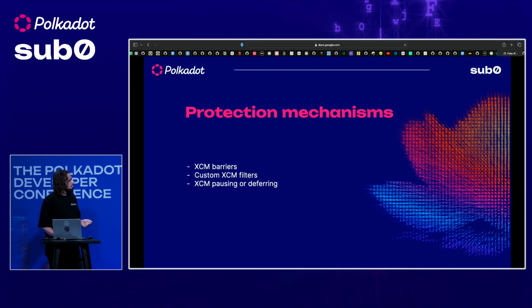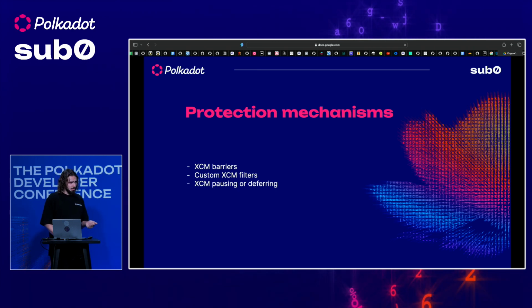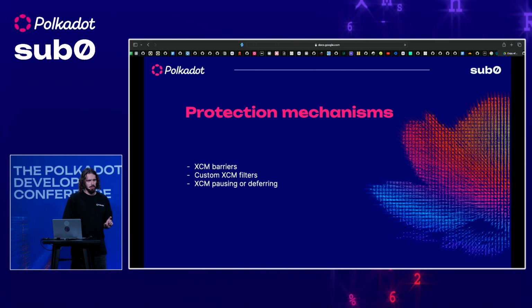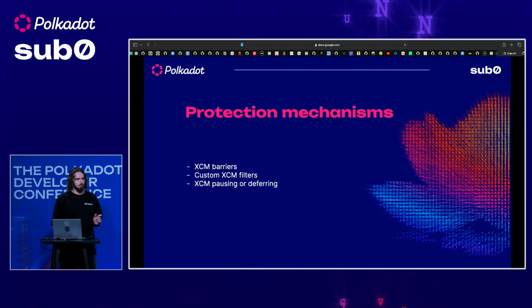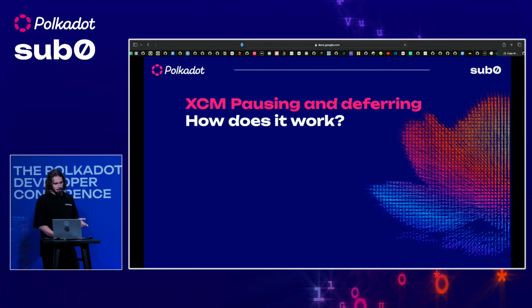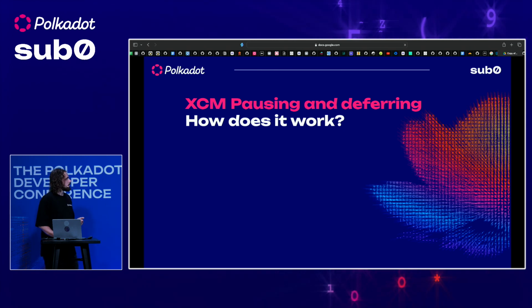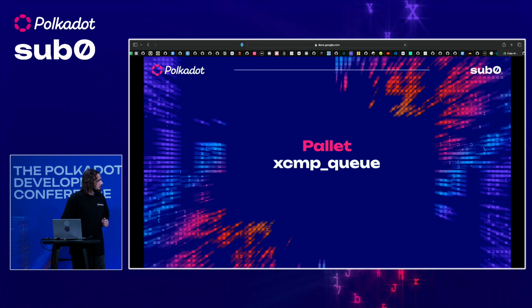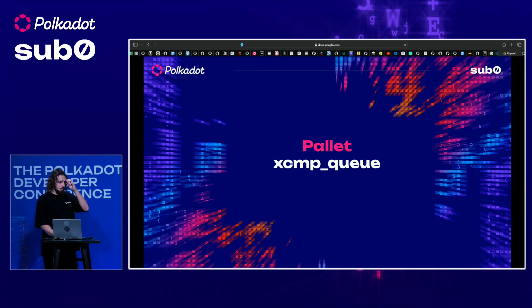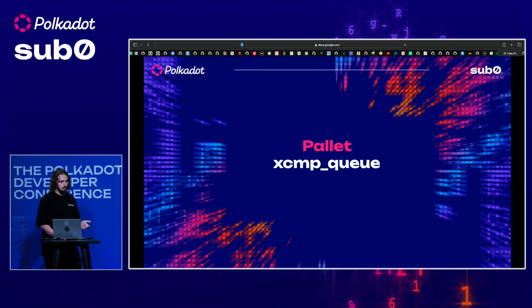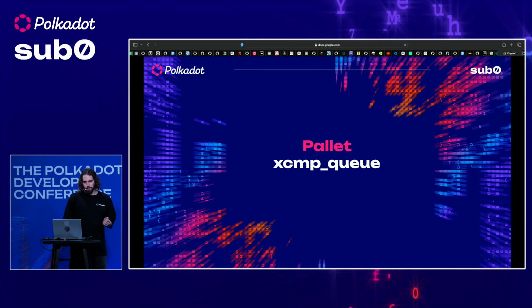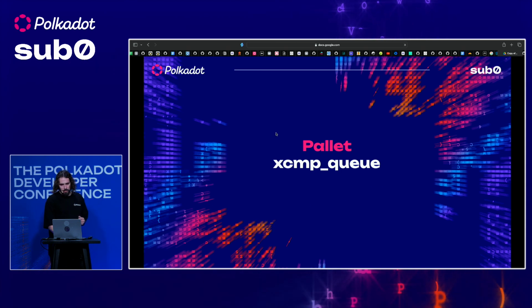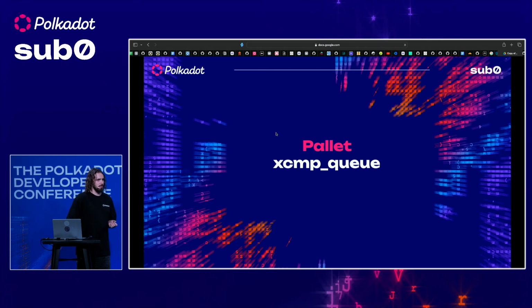And then you could do XCM pausing or deferring, which currently is not really possible without losing the messages. But let's look at how this works and how we imagine it could work in the future. There is one pallet called pallet XCMP queue, and this pallet processes all inbound and outbound messages and passes them to the XCM executor for execution on the chain.